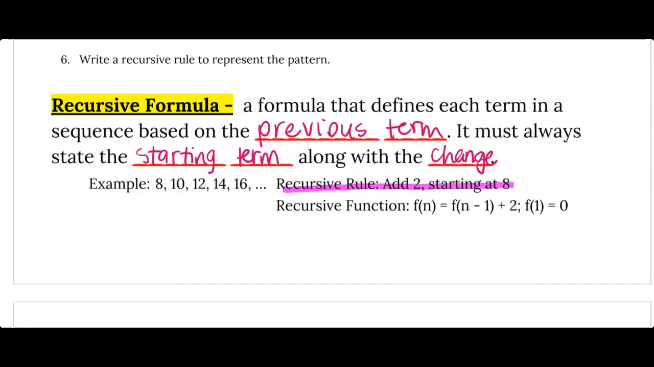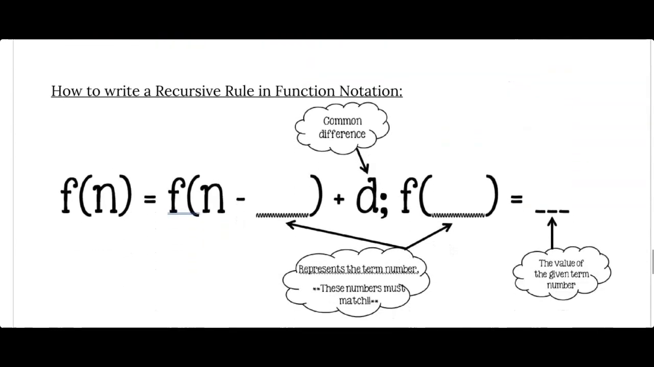Now we're going to take this same rule and we're going to put it into function notation. And function notation just uses this little piece here called f of n. So what we're really saying is this whole piece here will stay the same. And then we're going to say that we are adding 2 starting at 0. So the only piece that's going to be different in each one is the plus 2 and the 0. So let's scroll down here.